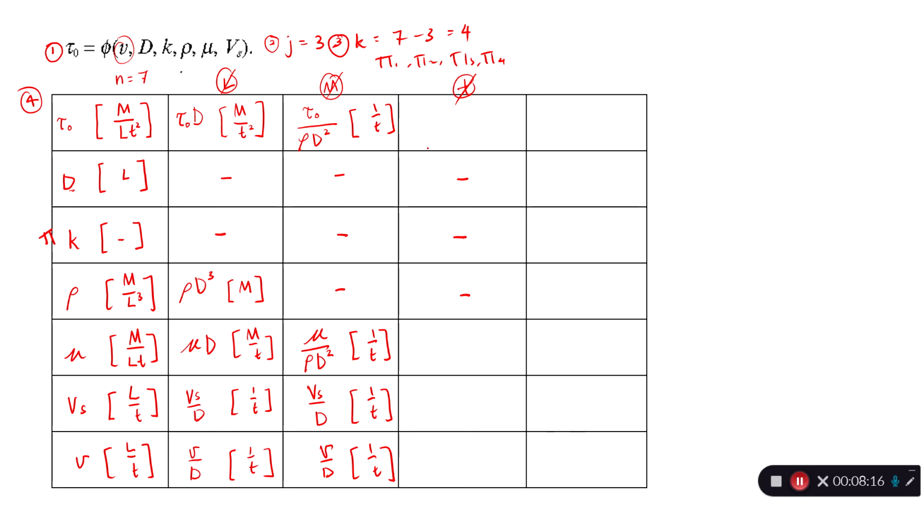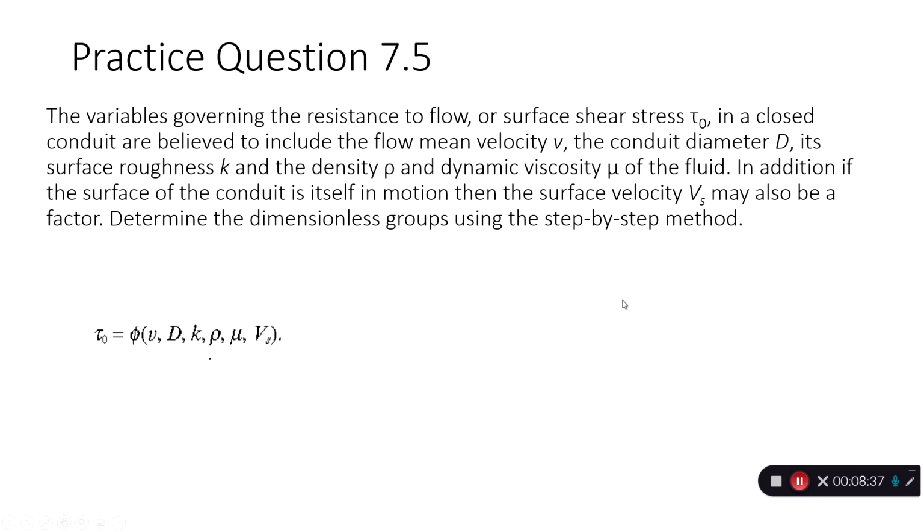Okay, so which one do we use? Of course we can't use the first one. Do we use mu over rho d squared, Vs over d, or V over d? So let's look again at what Vs and V are. V is the flow mean velocity, and if the conduit is in motion, we have a surface velocity. So which one do we choose between Vs and V?